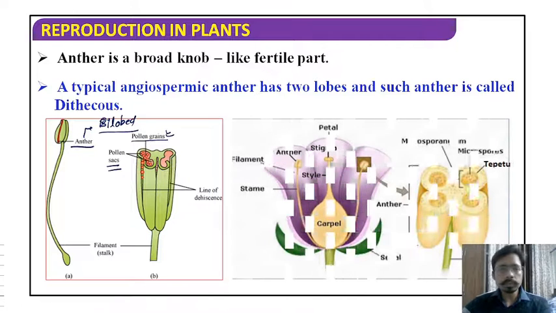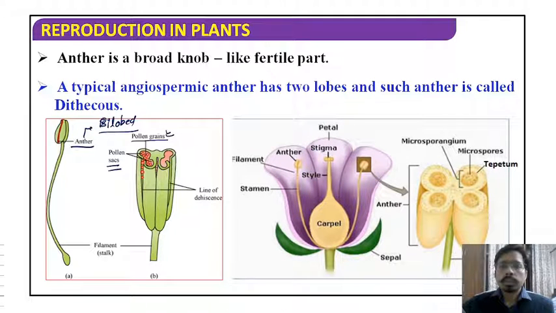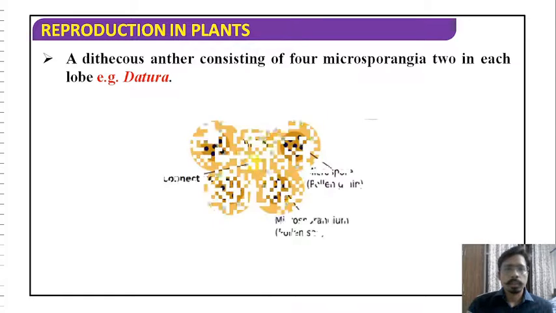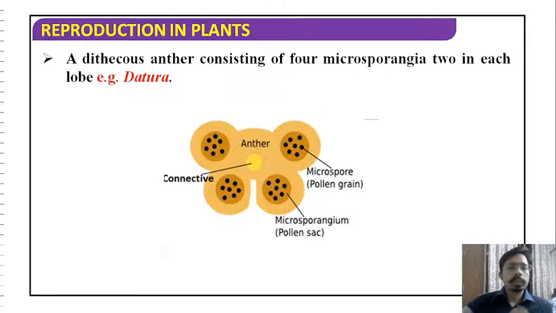This is the structure of any microsporangium. In this microsporangium multiple layers are present, and each and every layer has its own function. It has a dithecous structure. Dithecous is a structure that has four microsporangia. This is the structure of a microsporangia.